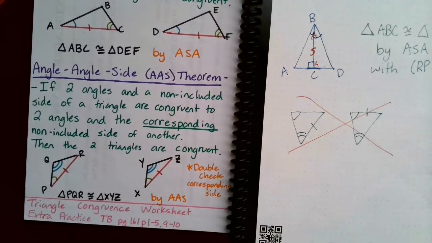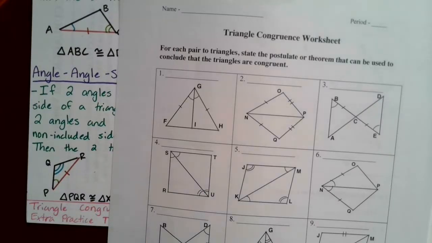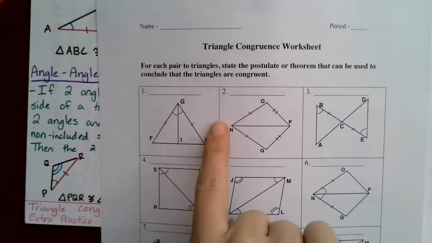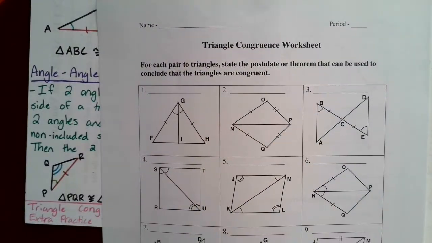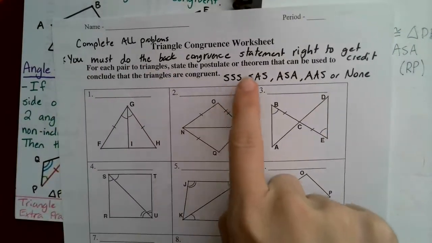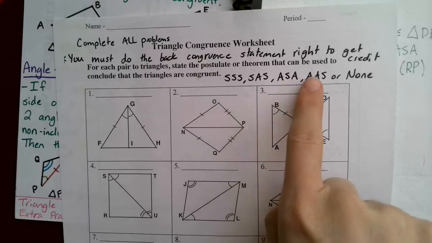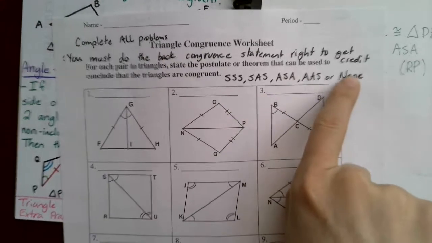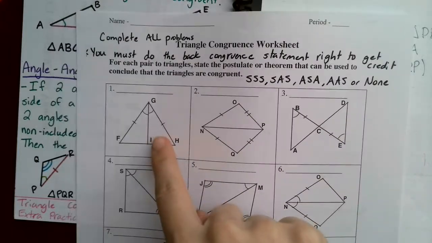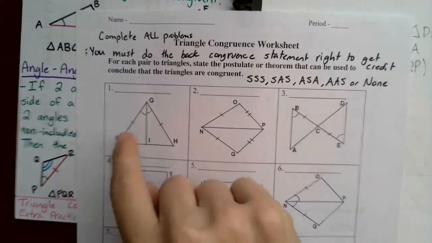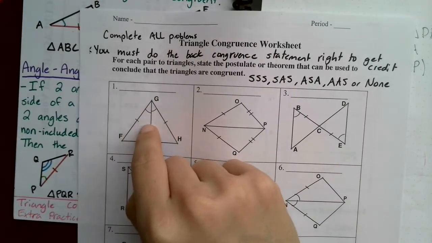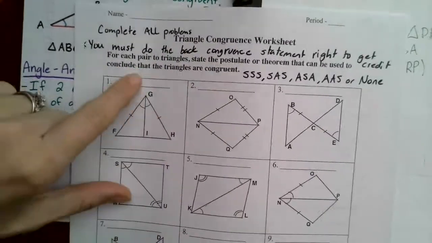Let me pull out that worksheet. Okay, so on this worksheet, the way that this works is on each one of these, we're writing which one we're using: side, angle, side. Here's a better one with the directions written out. So side, angle, side, angle, side, or none. And there might be at least one with none. And so you would say, well, I see here, side, angle, side. Okay, so I would write on the line up here.